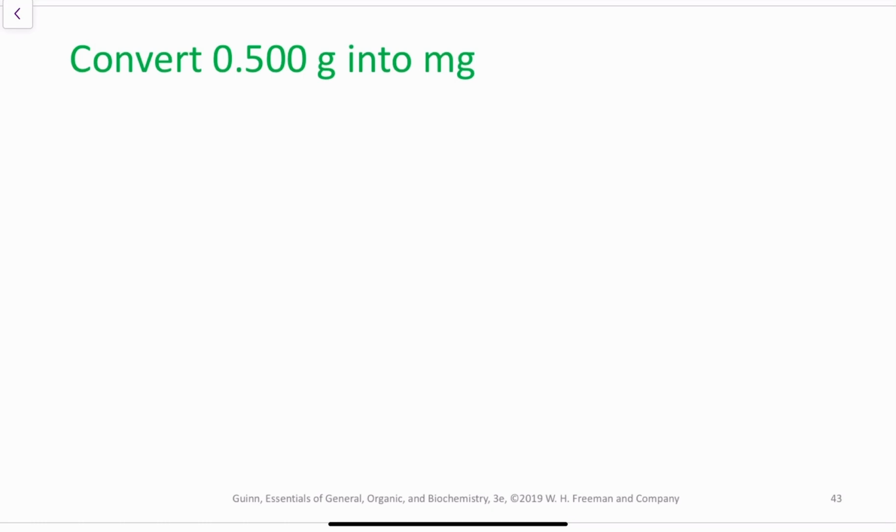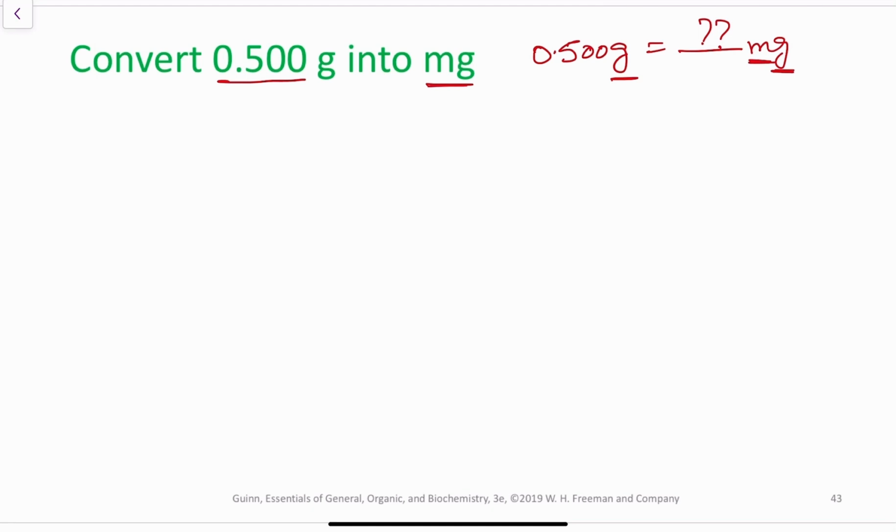So it says convert 0.500 grams into milligrams. Basically it is saying if you have 0.500 grams, how many milligrams do you have? That means grams is the base unit of the metric system, right? Grams, again, is the base unit. So we are converting from metric to metric, but the units are different. One is gram, one is milligram. So that's why it's a conversion.